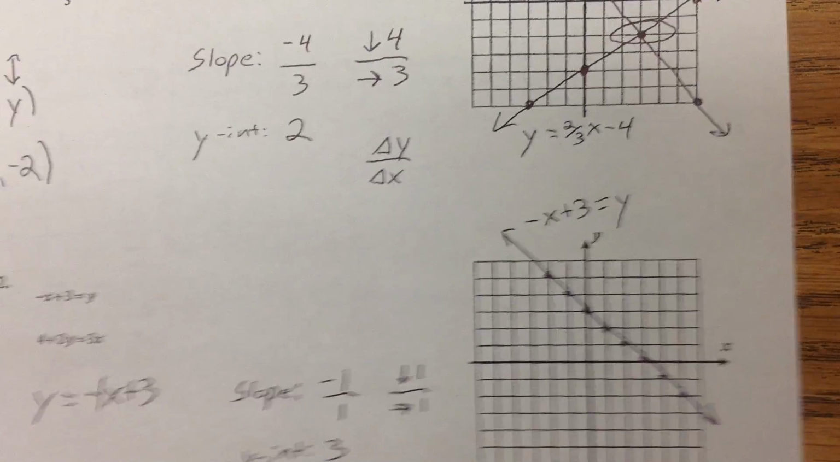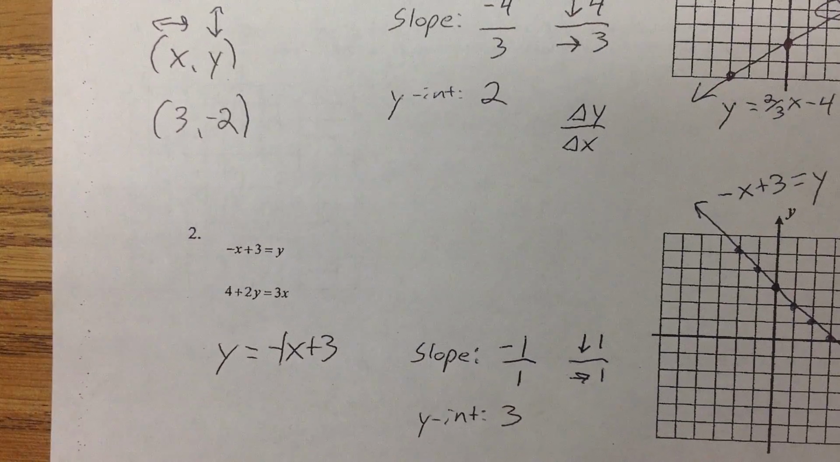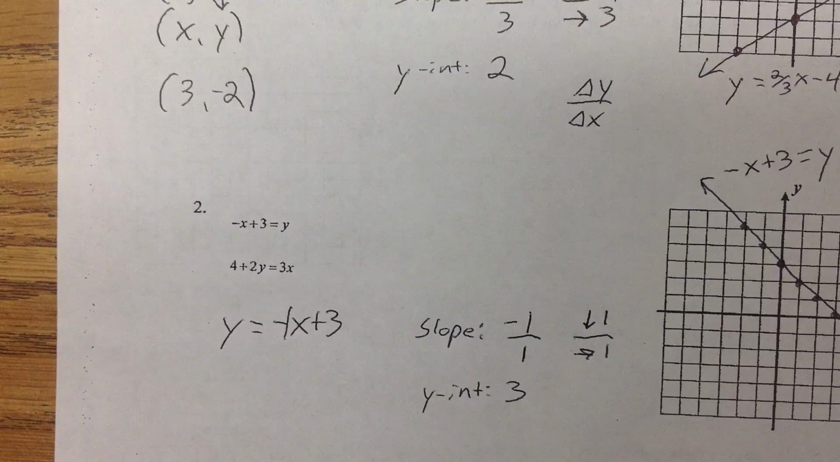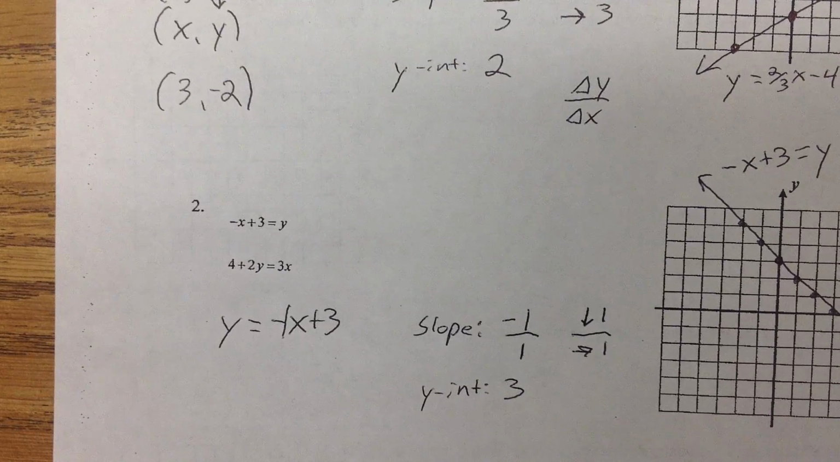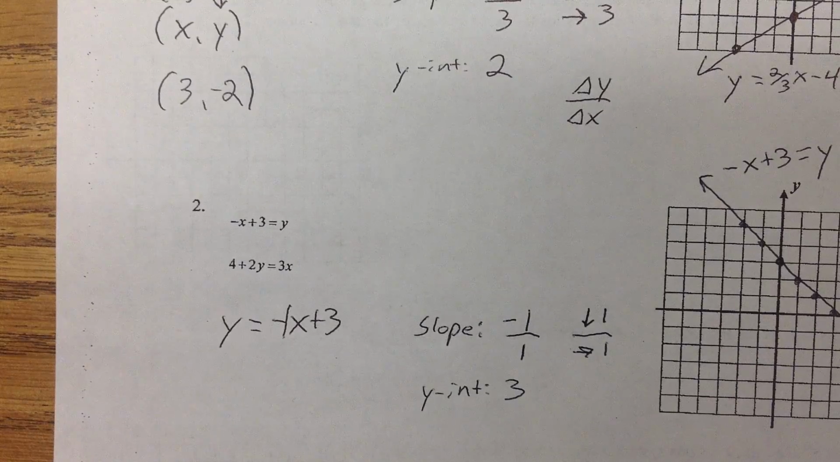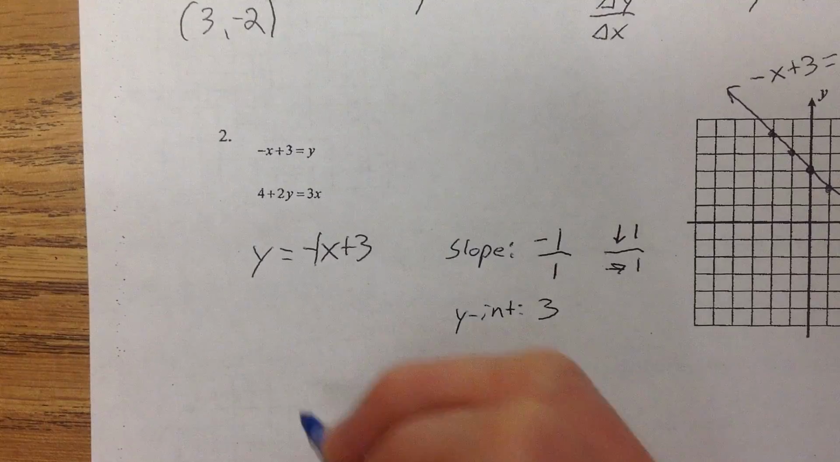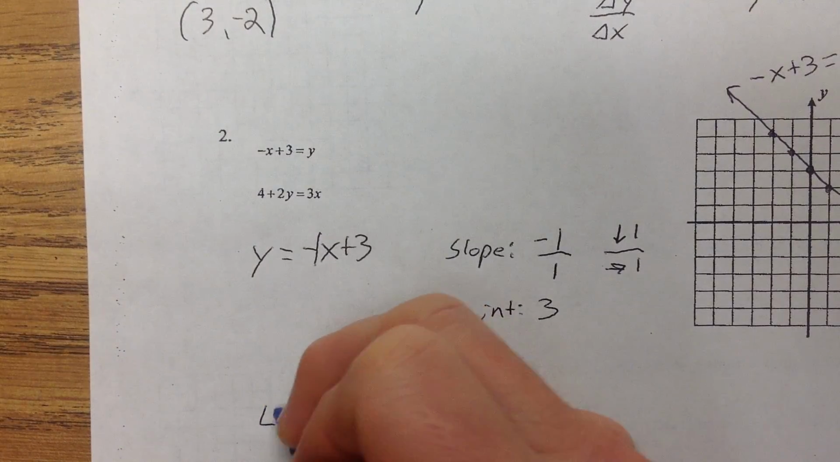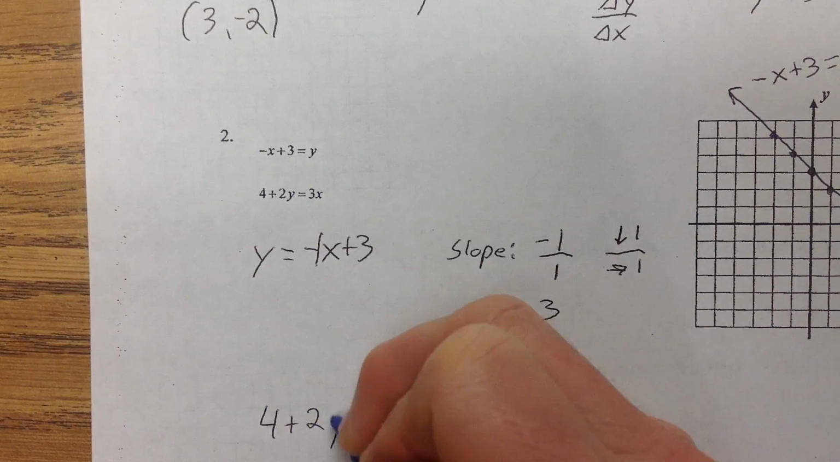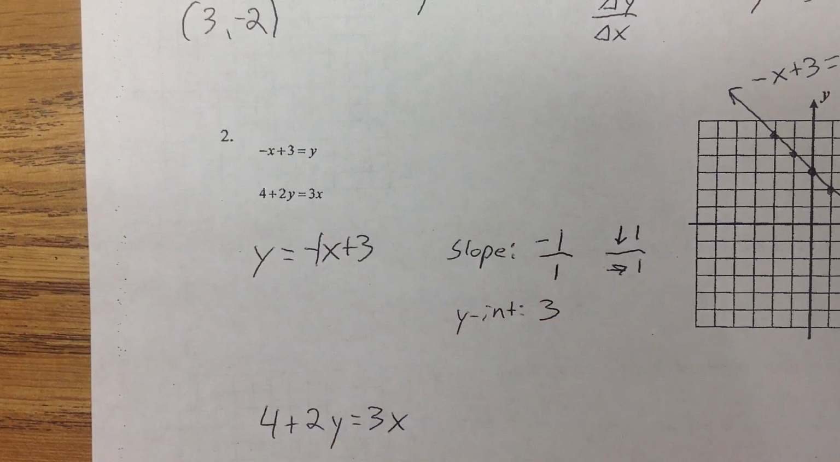All right, so let's go on to the next one here. 4 plus 2y equals 3x. Now this one's a little different. We can't actually graph this one yet. Anytime we want to graph an equation, the first thing we need to do is get the y by itself. So let's take a look here. 4 plus 2y equals 3x.